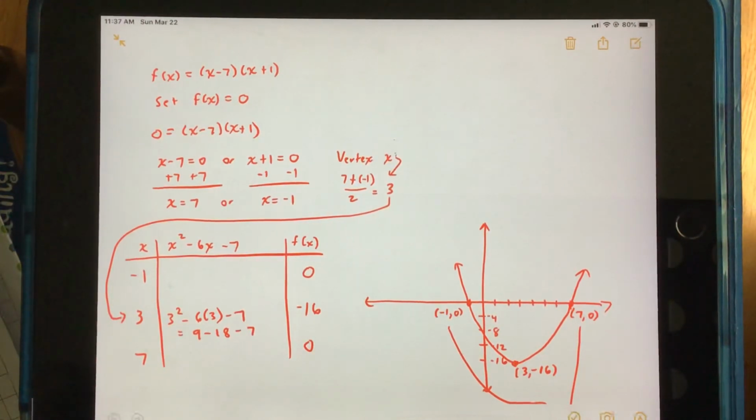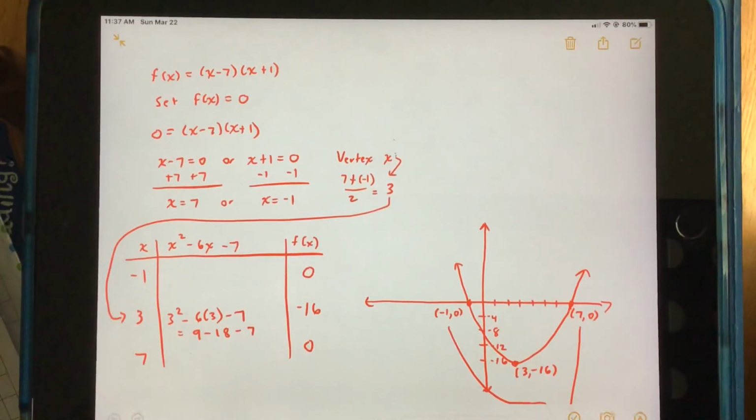Place that in the middle of your table of values and note that x equals 3 is exactly 4 spaces away from 7 as well as 4 spaces away from negative 1, verifying that 3 is exactly in the middle of those two x values that are the zeros of the function. Since we already know that when x is negative 1 and 7, f of x is 0, we place that into our table with no further work.